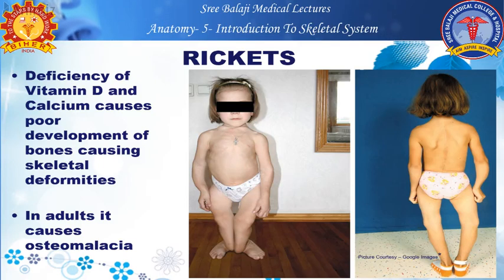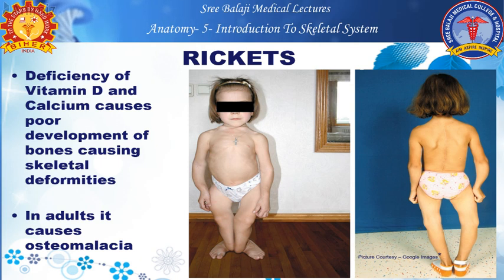The second applied anatomy that we're going to talk about is rickets. Rickets is a condition caused by deficiency of vitamin D and calcium. This leads to poor development of bones, which leads to skeletal deformities. When the bones develop, they are weak, and when the children start weight bearing, the shape of the bone changes according to the weight bearing. This is called rickets. The same deficiency of vitamin D in adults leads to something called osteomalacia, which also leads to formation of weak porous bones.